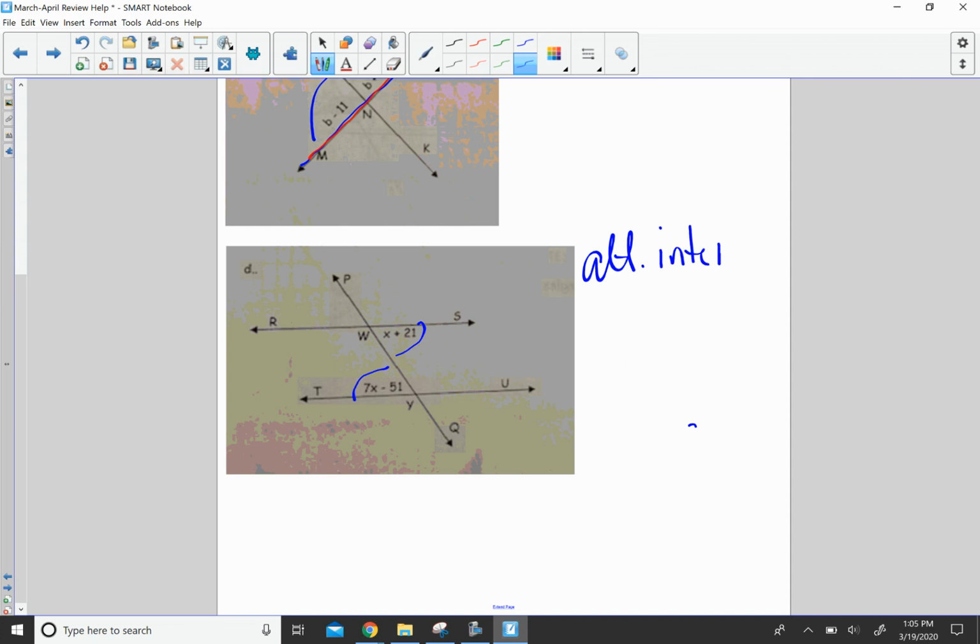And we know that alternate interior angles are created with a rotation, which means that they are the same, they are equivalent to each other. So I would start by saying 7x minus 51 is going to equal x plus 21. If you go through and solve that equation, you'll have your value of x, and then you can plug it in to find these 2 angles and all the other angles in that one.